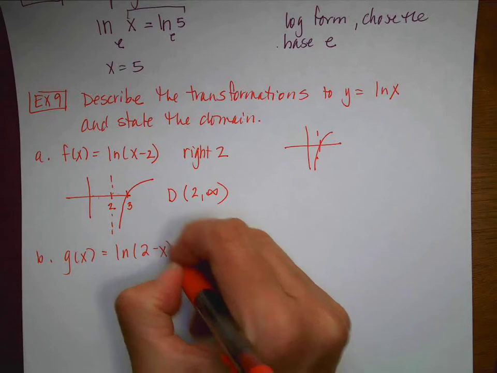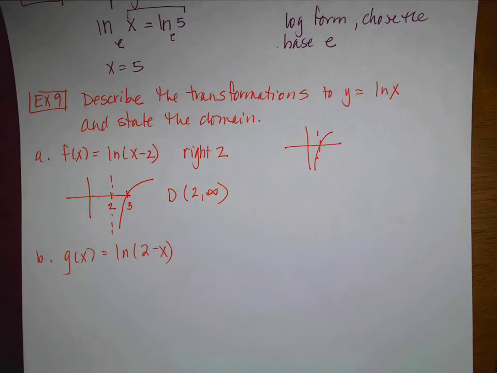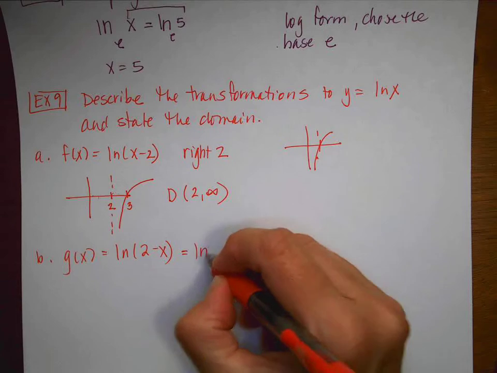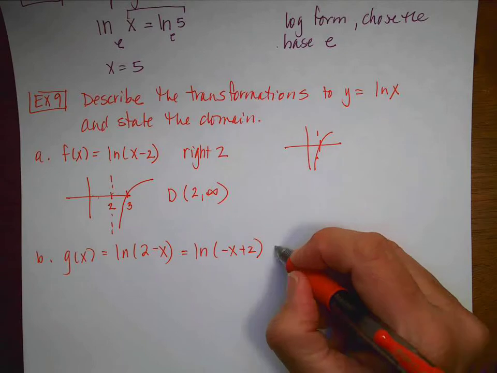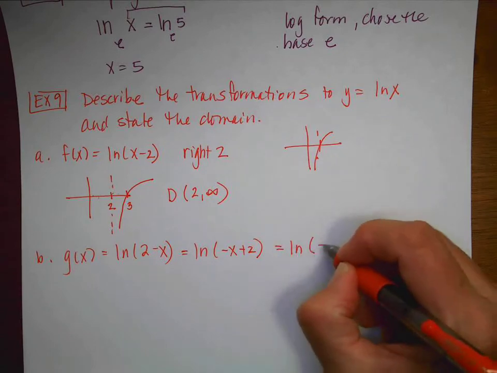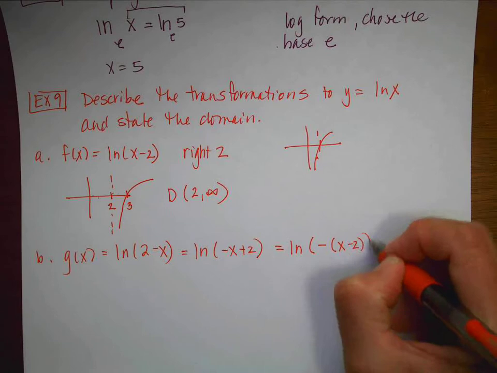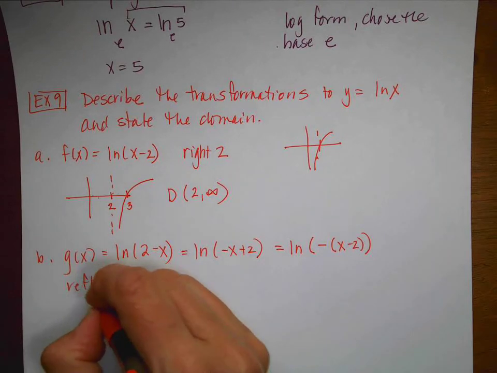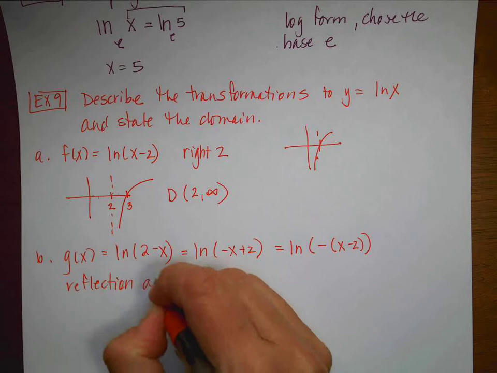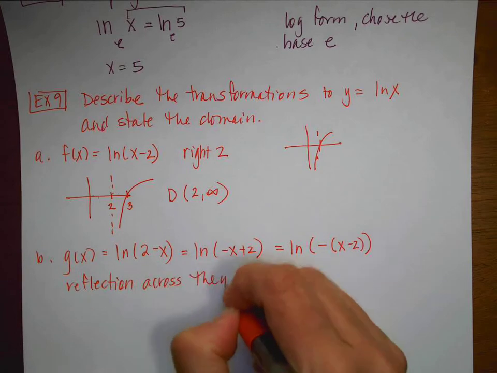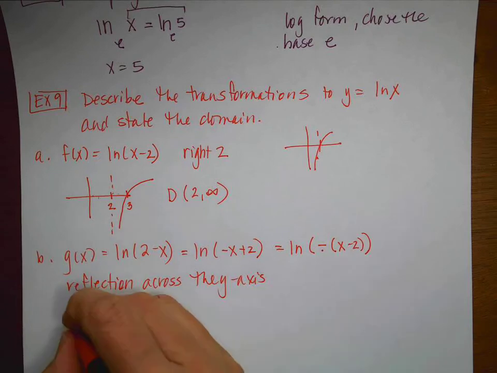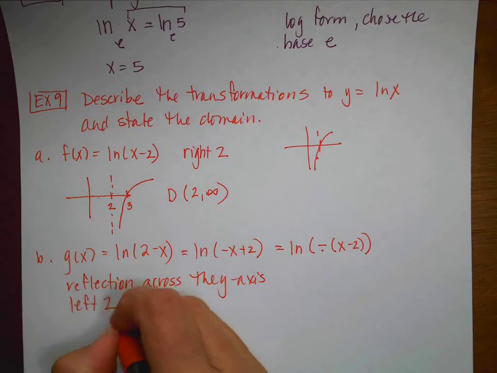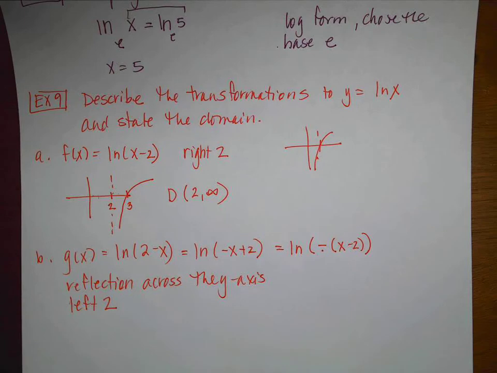The next one, g of x is equal to the natural log of 2 minus x, looks very similar, so I'm going to rearrange this though. This is the natural log of negative x plus 2. Remember, we always factor before we start, so this is the natural log of a negative times x minus 2. So this is a reflection across the y-axis because this is inside the function, and then I am going to go left 2.